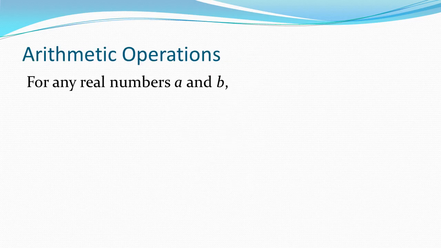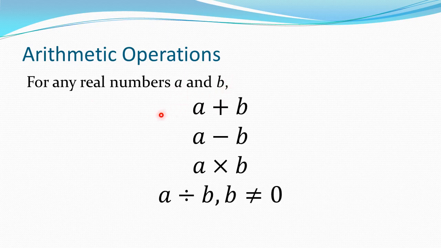And here I'm showing you the arithmetic operations so that you have an analogy between arithmetic operations and operations on functions. So for any real numbers a and b, you could imagine that a and b are two different numbers. It's easy to calculate these four: a plus b, a minus b, a times b, a divided by b. And of course here b cannot be 0, otherwise this will be undefined.